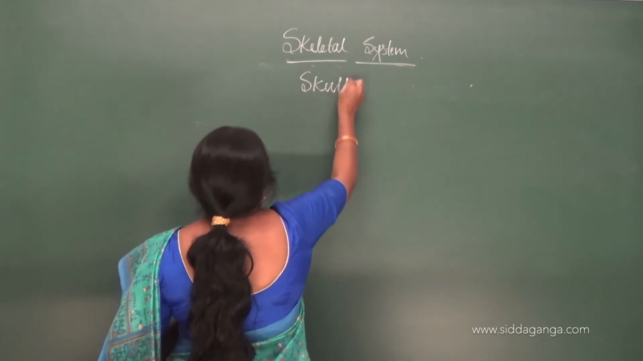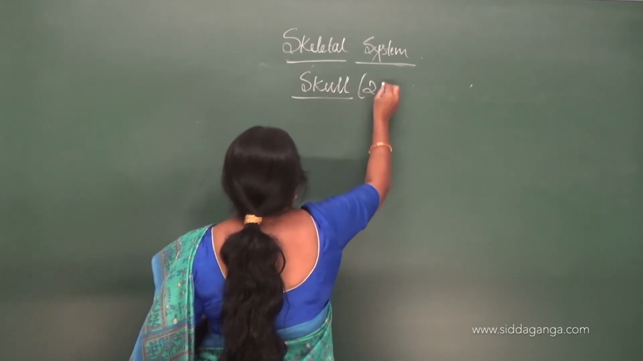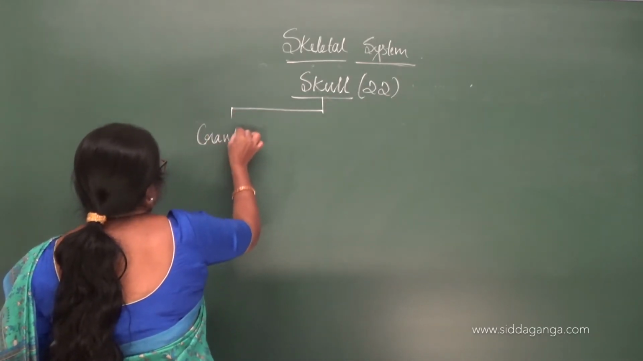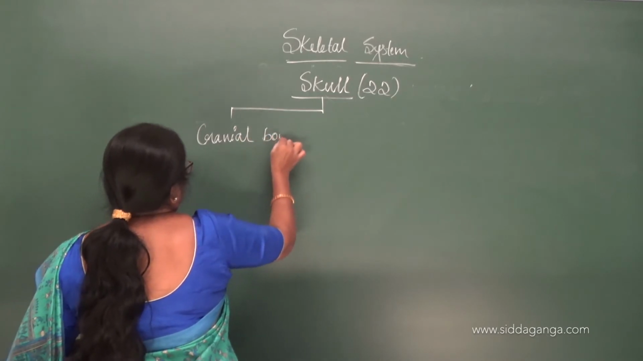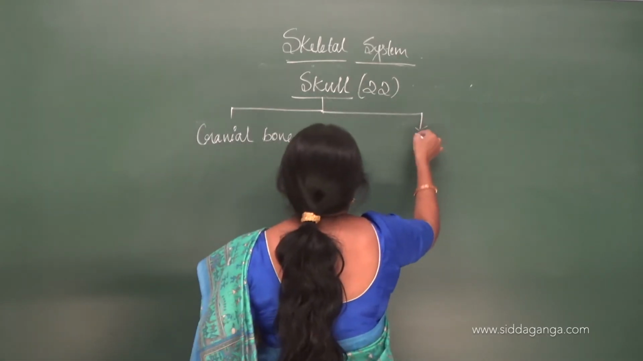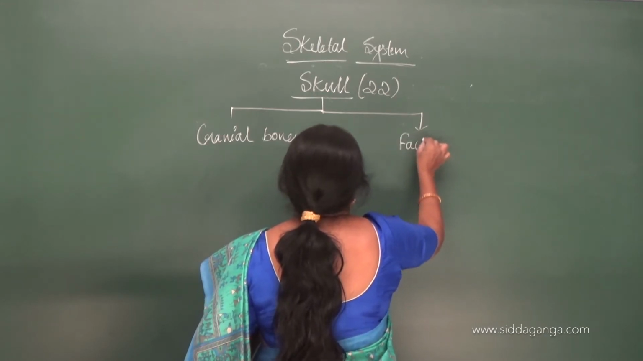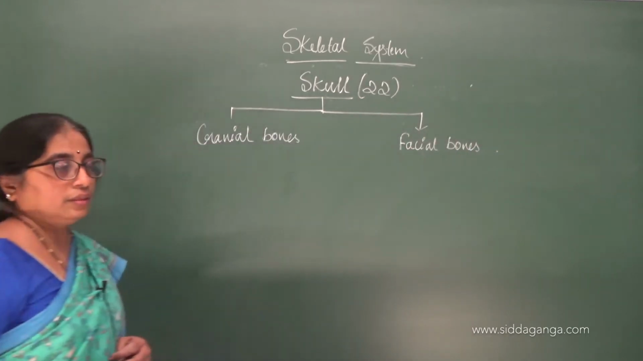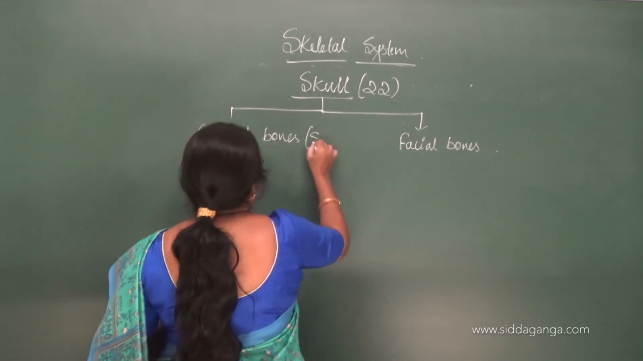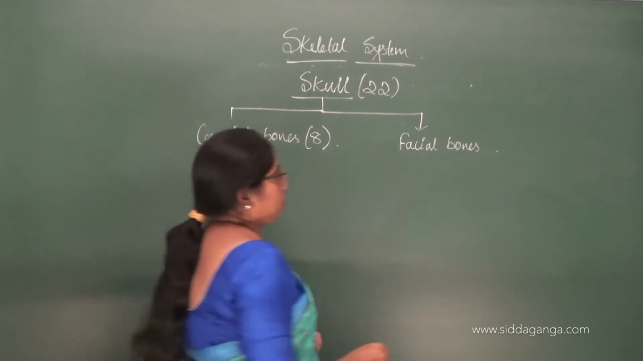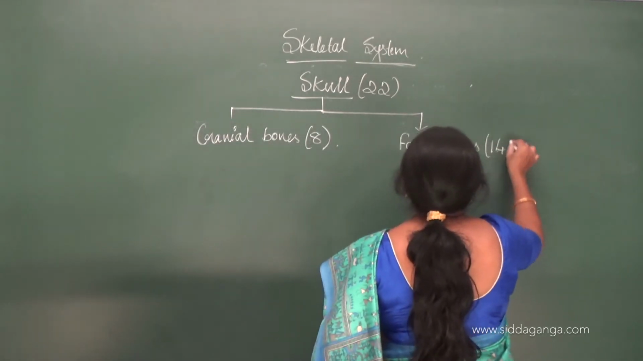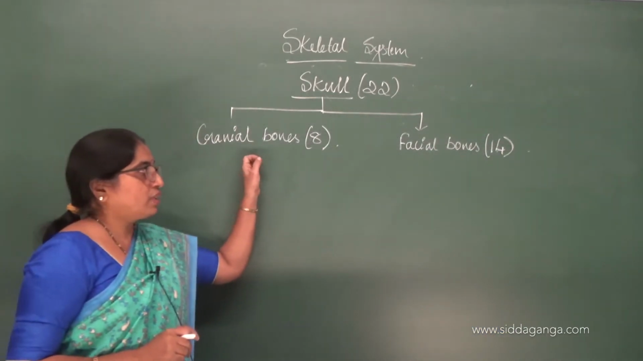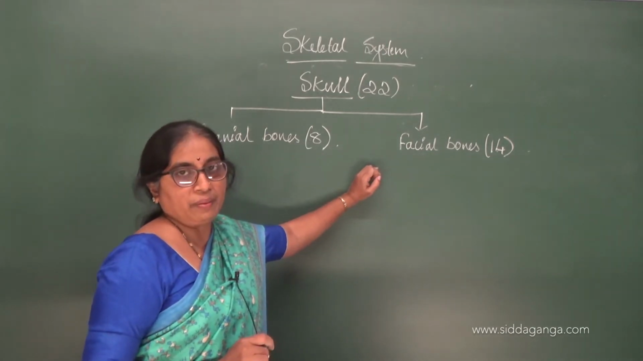The skull, which consists of 22 bones, is further divided into cranial bones and facial bones. The cranial bones, they are 8 in number, and the facial bones, they are 14 in number.